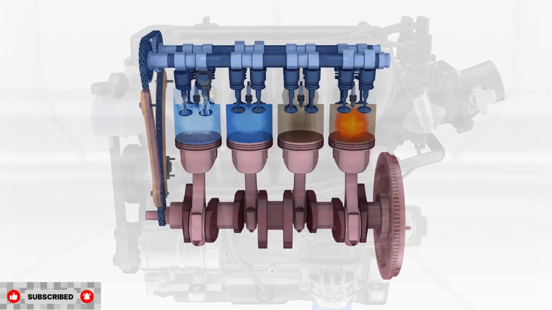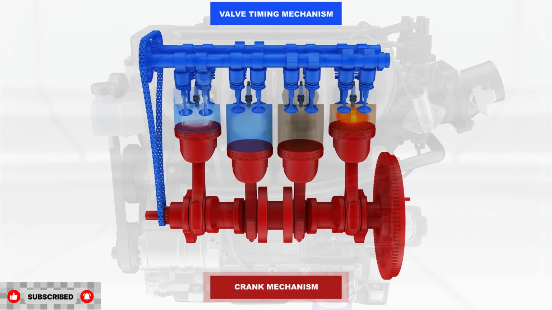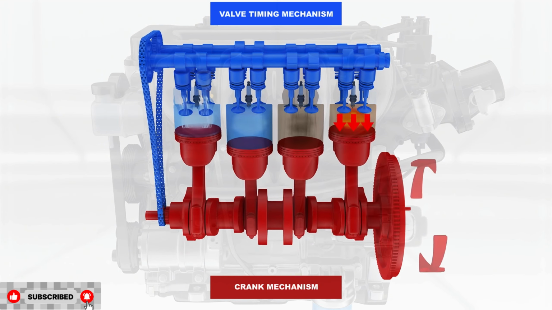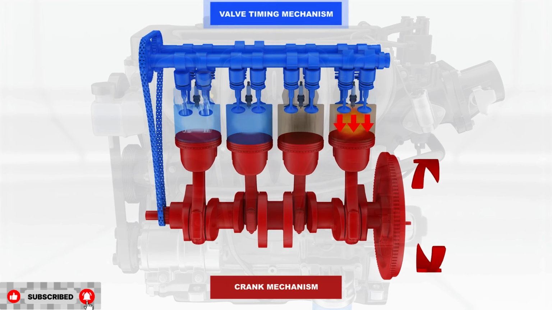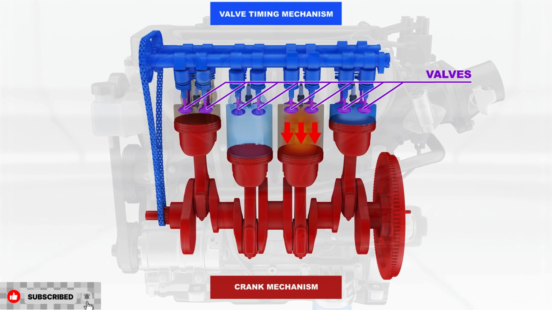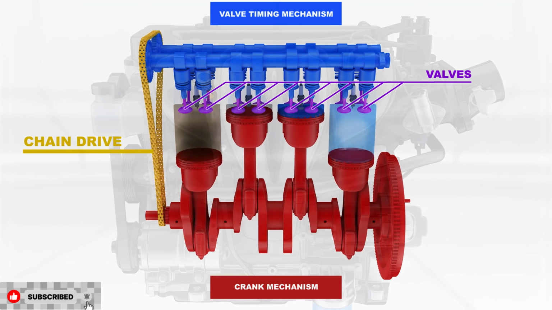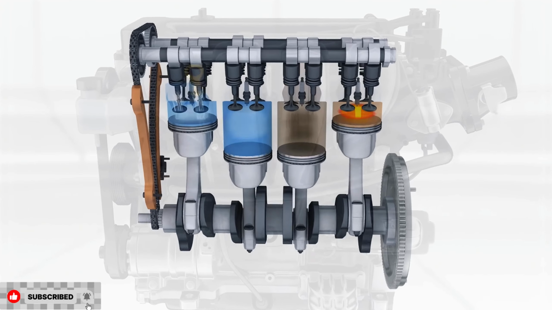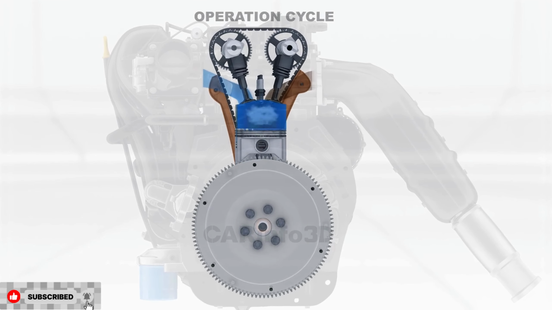We can now see the crank mechanism and the valve timing mechanism. The former is propelled by the energy released during fuel combustion and converts such energy into rotational, mechanical energy. The valve timing mechanism is needed to open the inlet and exhaust valves. It can be put in motion by gear, belt, or chain drive from the crankshaft. For the sake of simplicity, we will only review the operation of one cylinder.